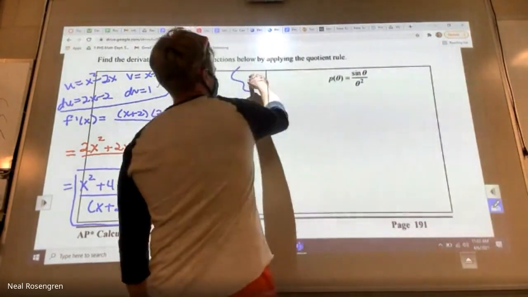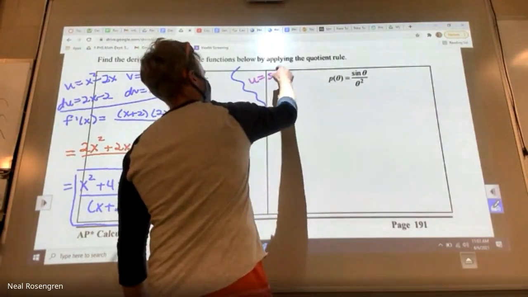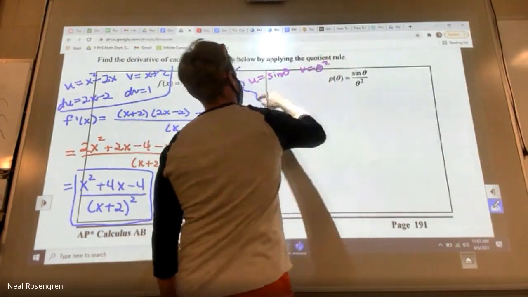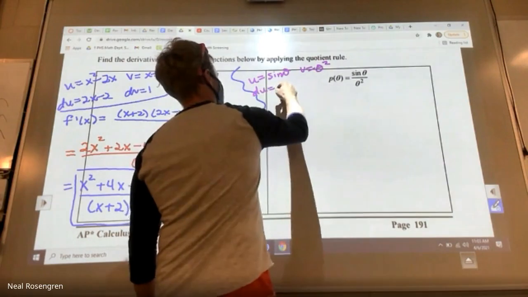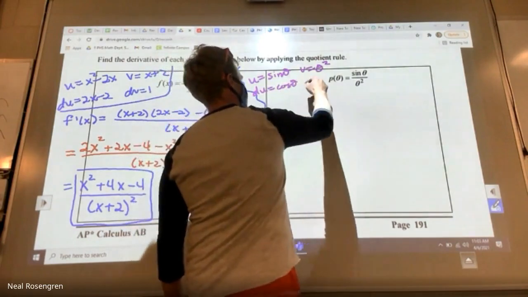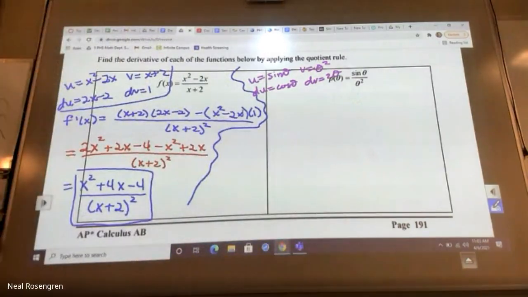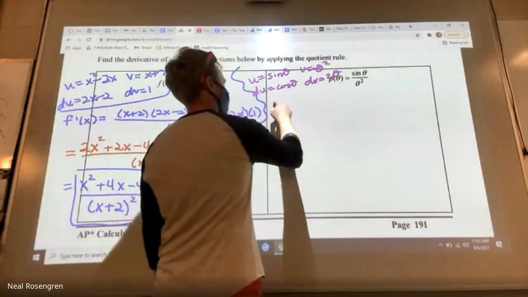Wait, I think I did this wrong. Okay. The second one? Or the first one? If you're getting rid of the x squared, there's two. Oh, there's an x. Okay, sorry. Yep. That makes sense.